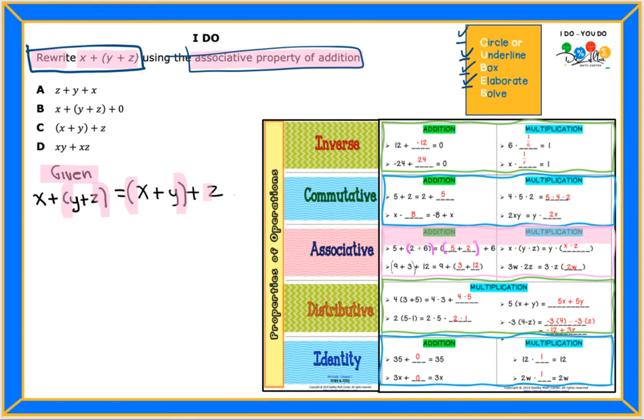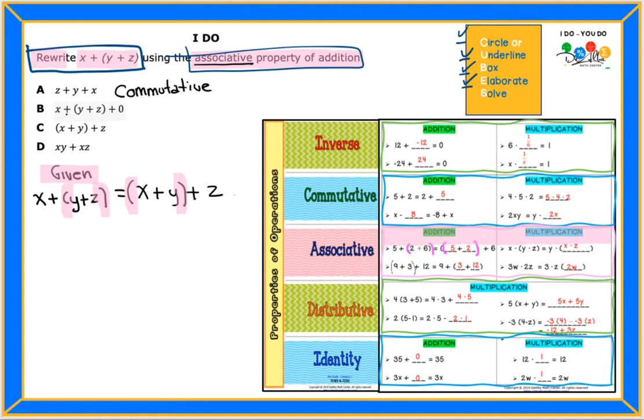Now let's look at the answer choices. For choice A, they didn't associate the numbers. Actually, I see they flipped the order, so this should be more like the commutative property. I'm going to write it on the side, but I'm not looking for commutative. I'm looking for associative.